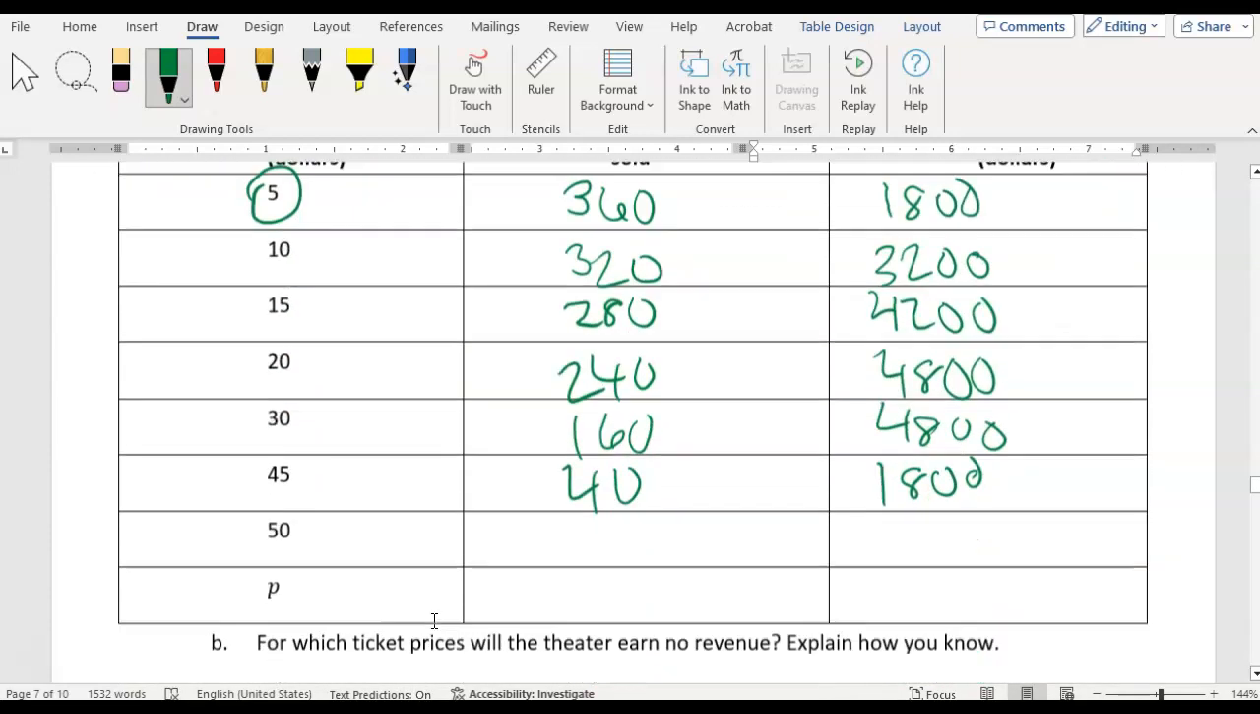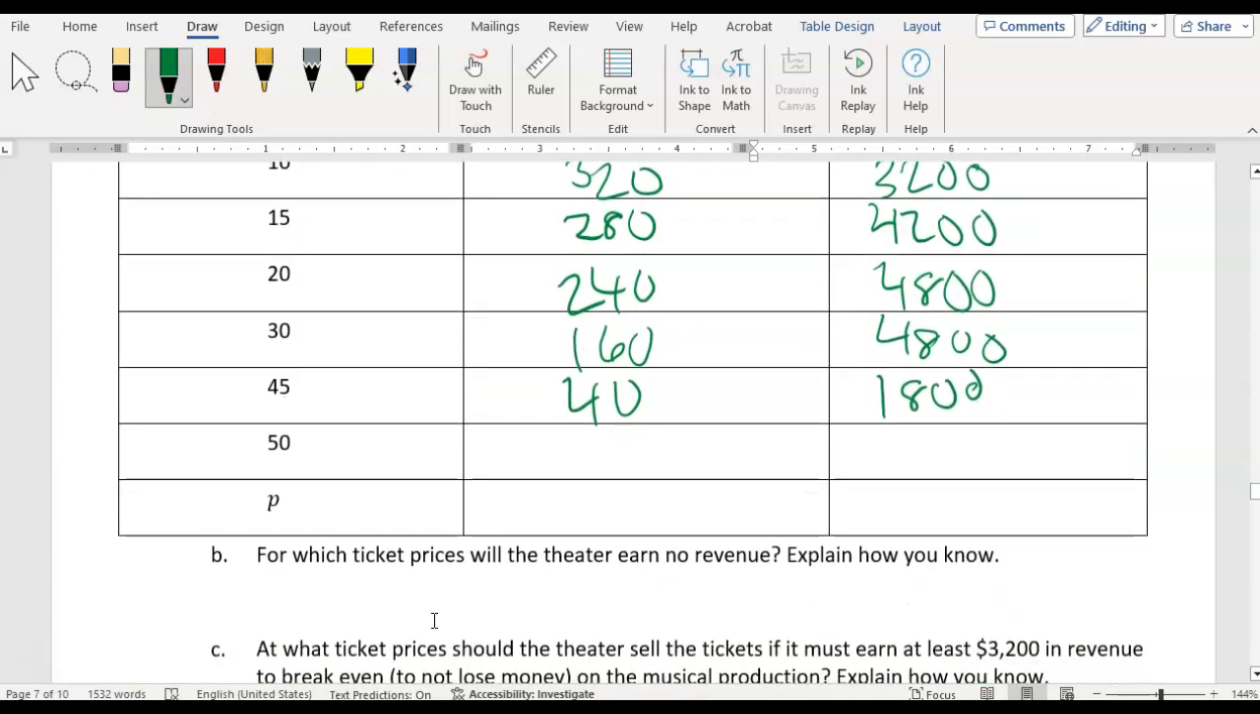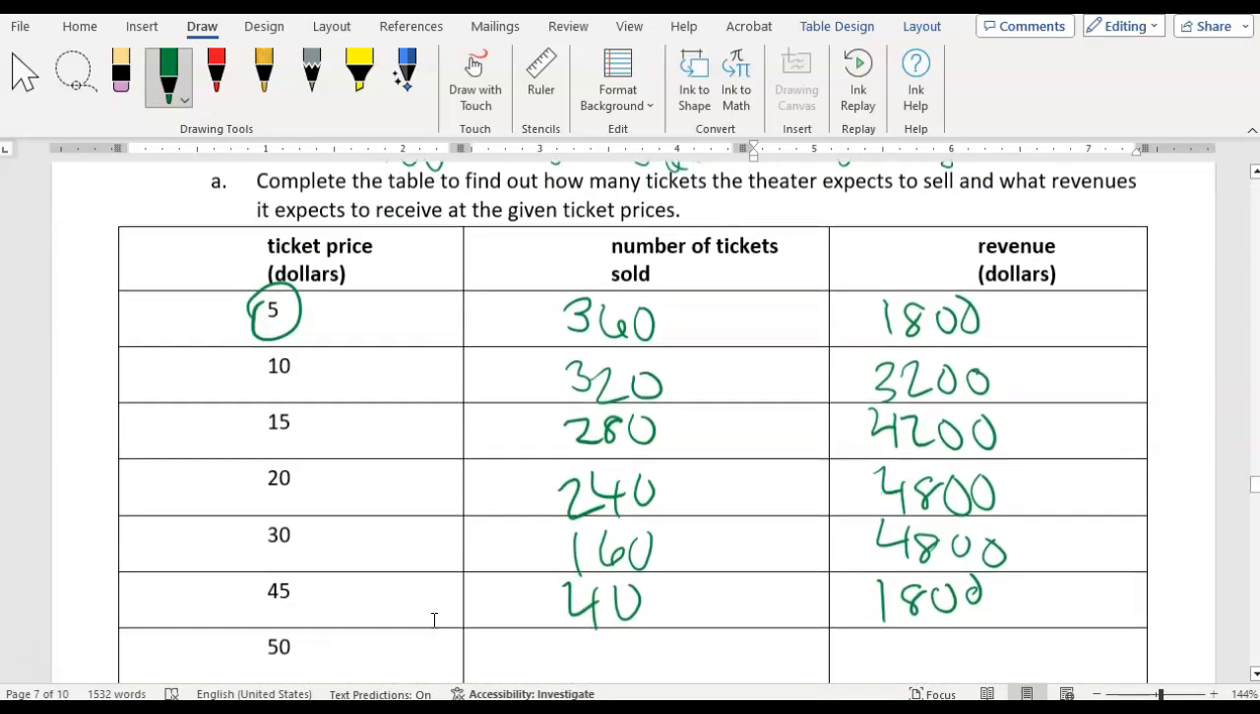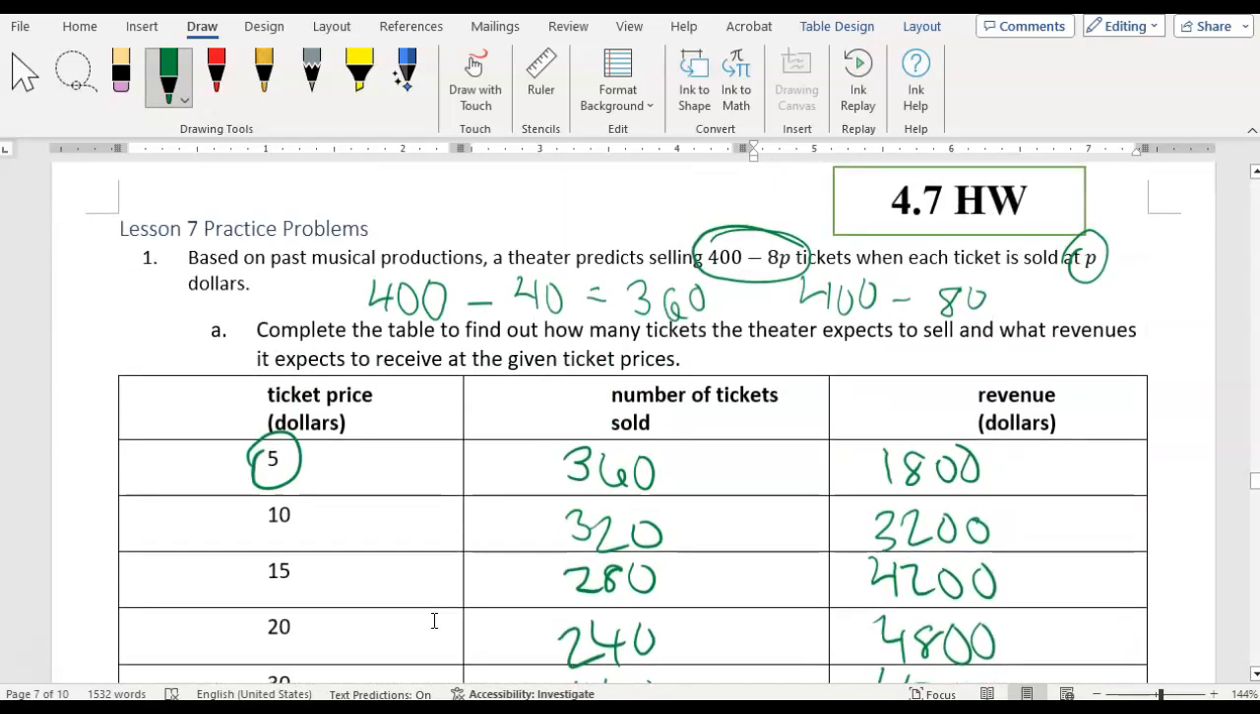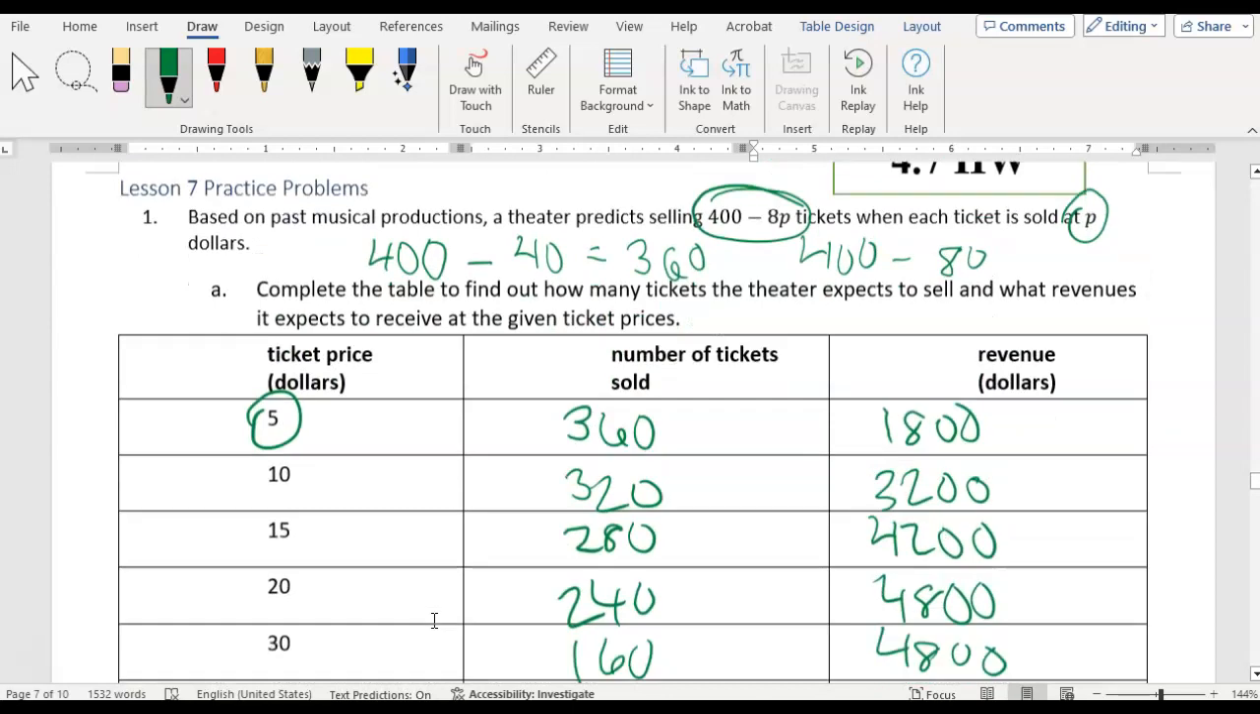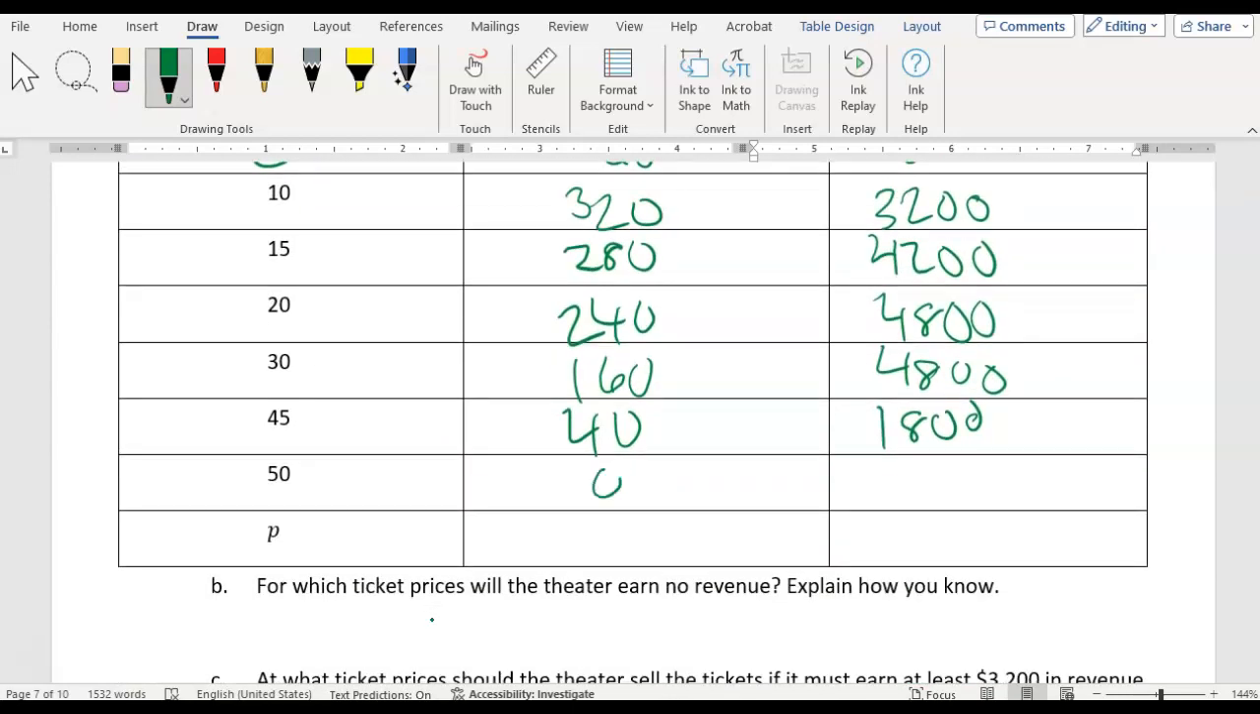So if I do $50, $50 times 8 is going to give us 400, right? So 400 minus 400 is 0. So if we sell them at $50, we will no longer sell any tickets, which means we will have $0 revenue.